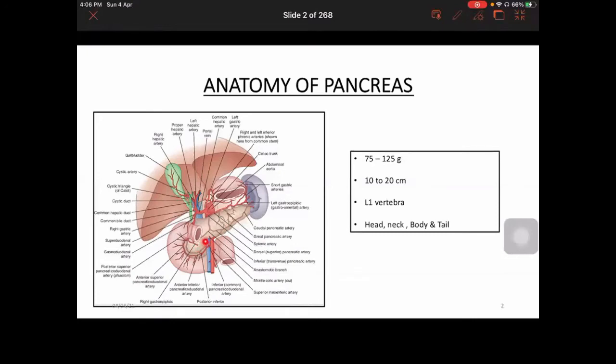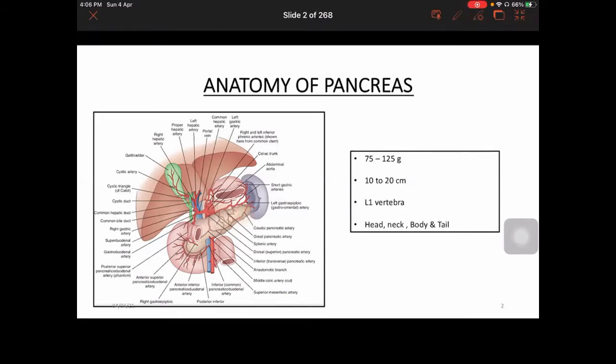The part of the pancreas which is overlying the superior mesenteric vein. Here, behind the pancreas, the splenic vein joins the superior mesenteric vein and forms the portal vein. The part of the pancreas which overlays the SMV, splenic vein and portal vein confluence is called the neck of the pancreas, and proximal to it is the head, then comes the body, and the tail of the pancreas is present towards the splenic hilum.